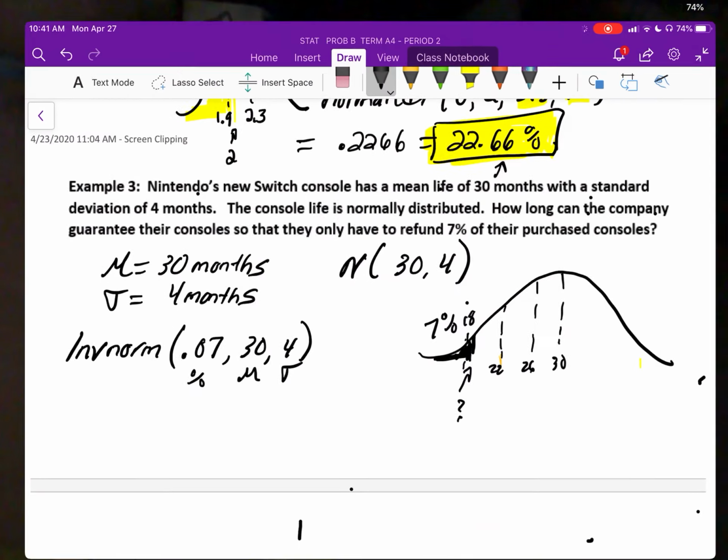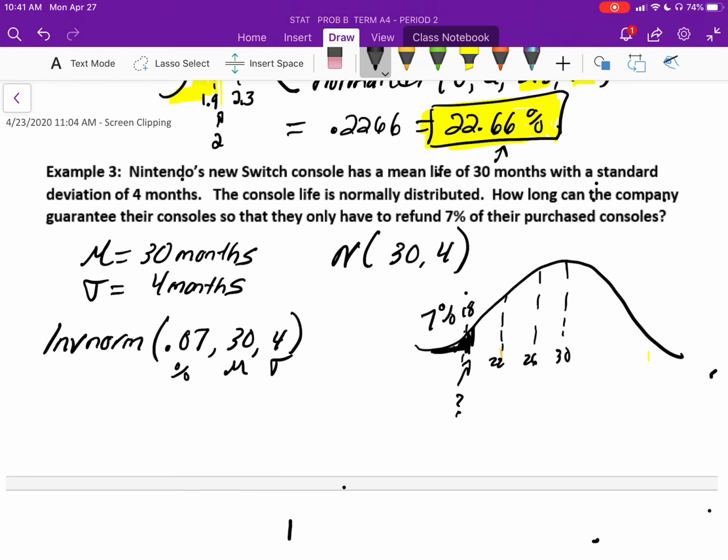So 24 months is actually a little bit more than I had predicted. It's actually more than 2 standard deviations away, but that makes sense because that would fall about right here. 2 standard deviations away is about 5%. So I just made a little mistake here in my prediction. It should go about up to here.